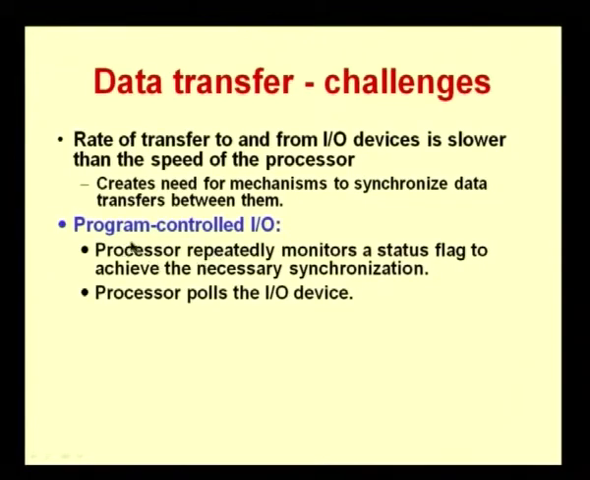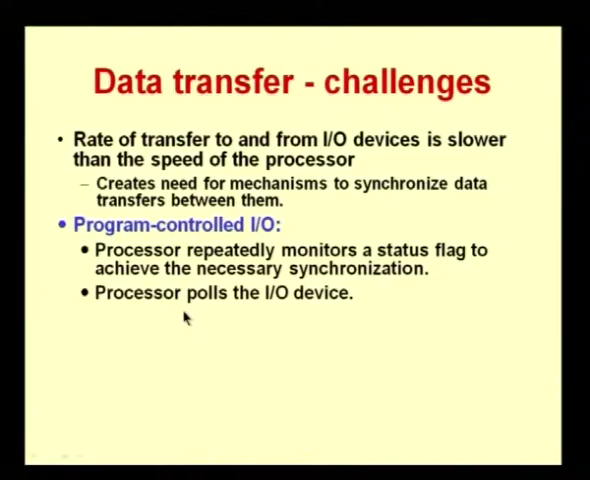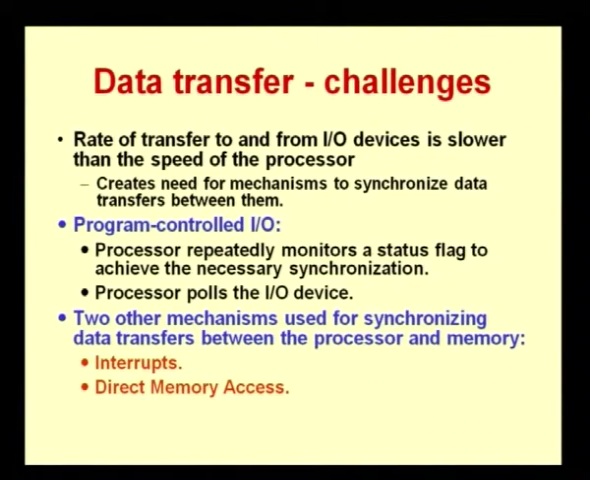Okay. So, that can be done under the control of the processor. The processor will repeatedly monitor a status flag to achieve the necessary synchronization. What we say here is we call this a polling mode of operation, where the processor is polling the IO device. Okay, it goes and checks with each and every device, are you ready and so on. So, it is called polling the IO device. This is one method. As you can see, this normally is a slow way of doing things. So, there are better mechanisms than this which can be used for faster synchronization and faster data transfers.